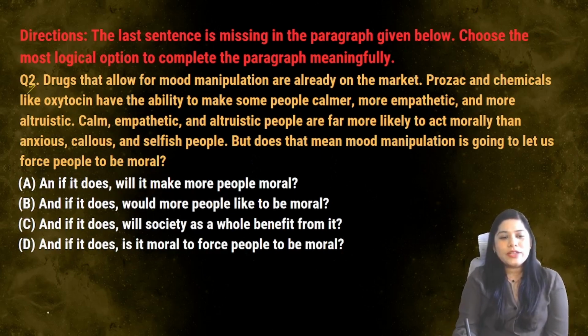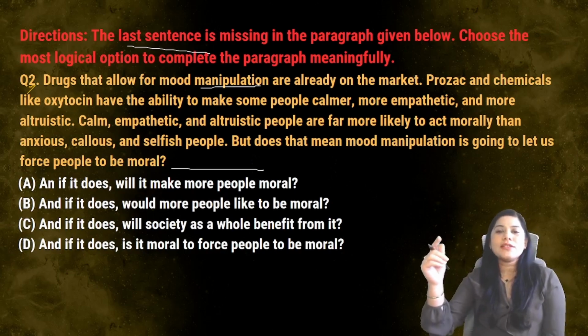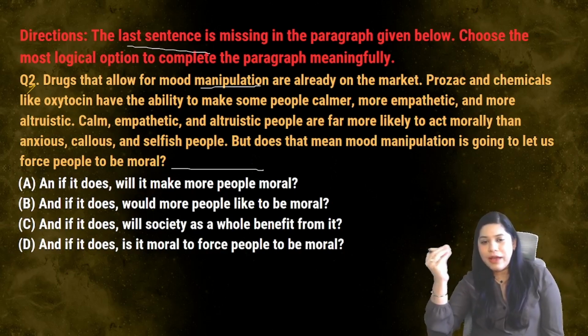All right. Now, question number 2. Let's read. The last sentence is again missing here, so let's read it carefully. "Drugs that allow for mood manipulation." Mood manipulation as in drugs. If I'm feeling depressed, if I have that medicine, I'll feel happy suddenly, right? Something like that.